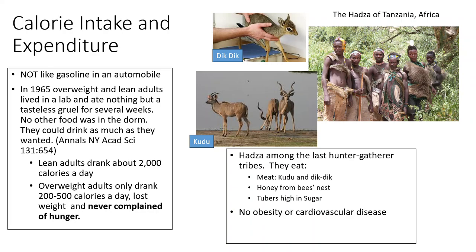Yet the Hadza have virtually no obesity, very low fat levels, and virtually no cardiovascular disease. And that's because the number of calories that they eat every day is quite small relative to Western society. And they exert a tremendous amount of physical activity in order to obtain this food.